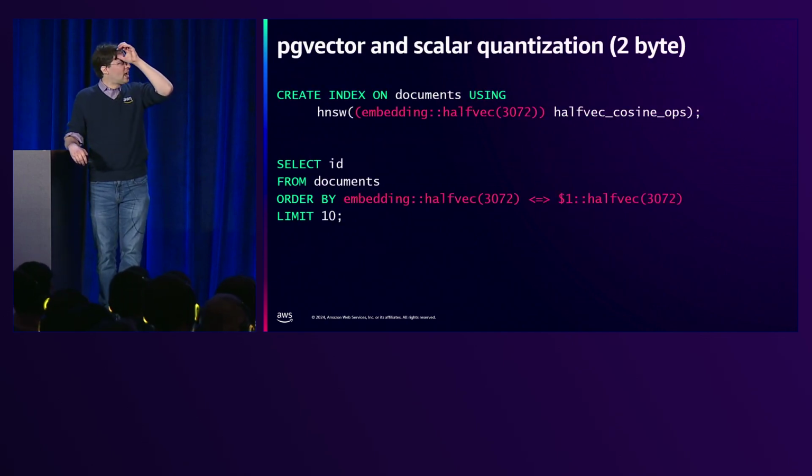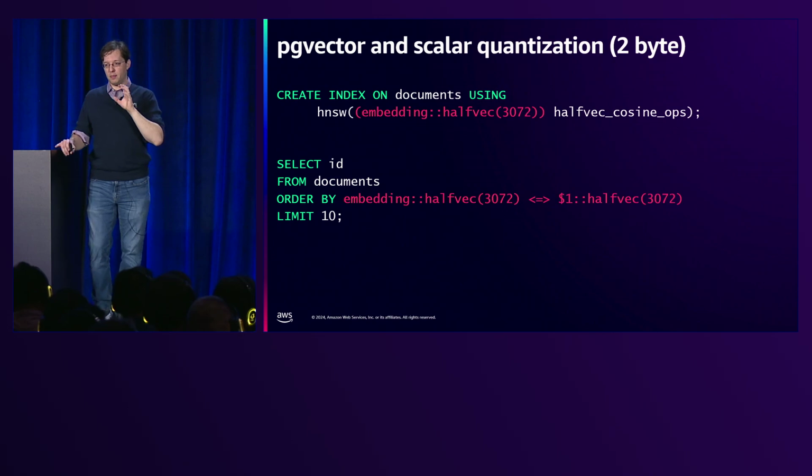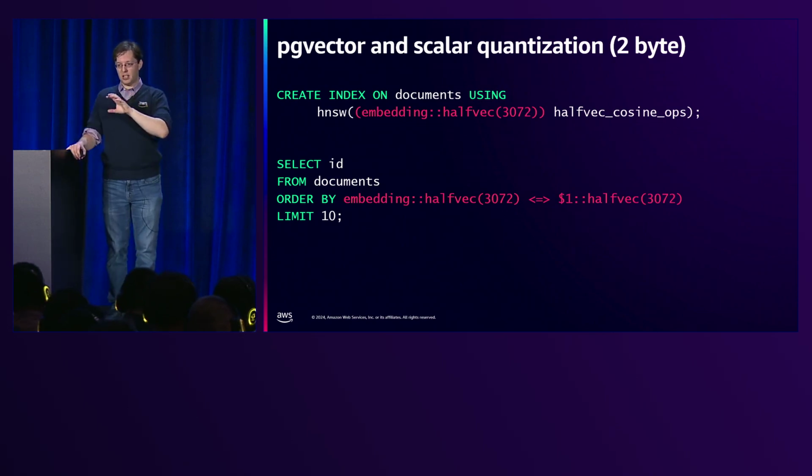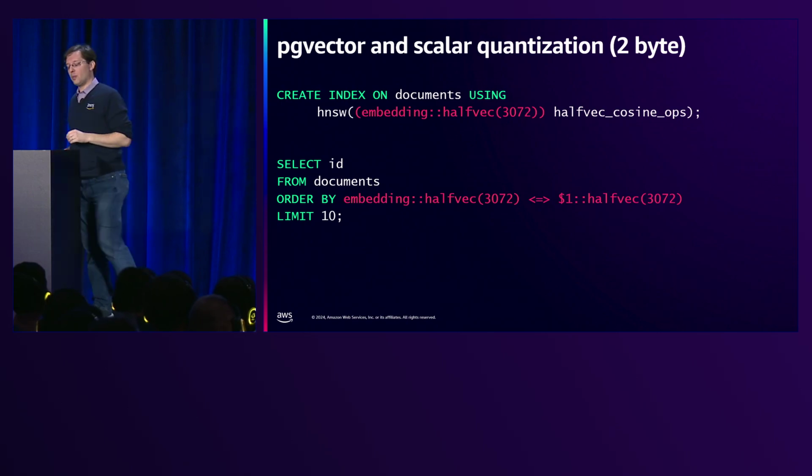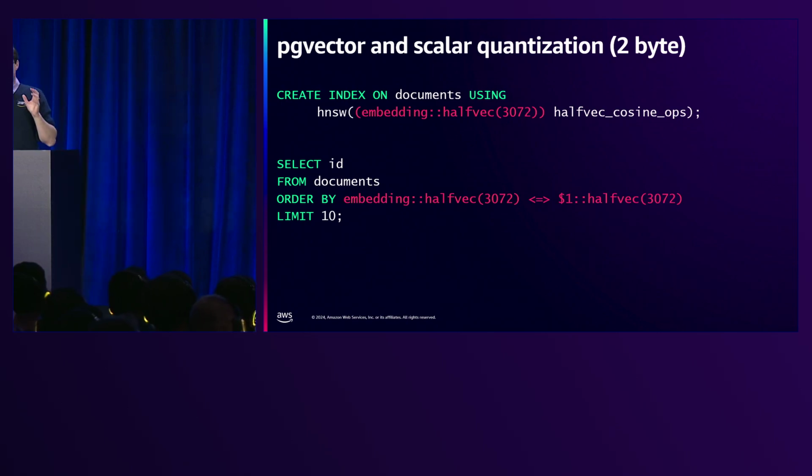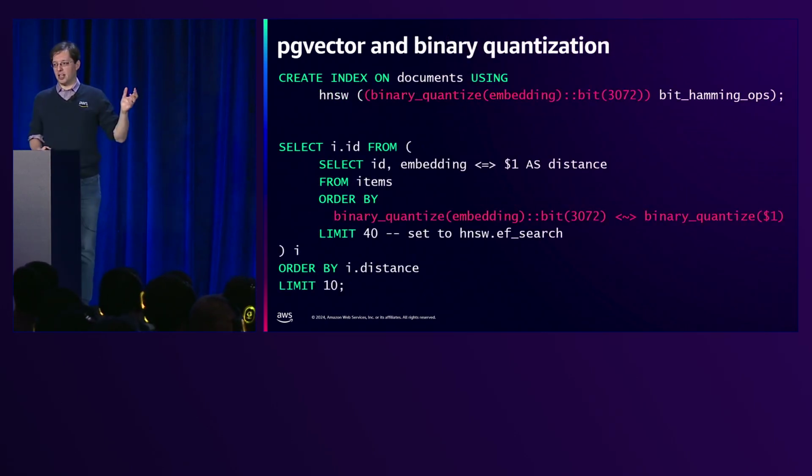First thing I'll note is that Postgres has this concept of expression index, where if you have an immutable function, you can basically use that function to map data into an index. And that's pretty cool because for scalar quantization, all we're doing here is we're basically taking our 4-byte floating point vector and mapping it to a 2-byte floating point vector. That's pretty cool. To actually implement this in pgvector did not take all that much work. Same thing with binary quantization. There's a function in pgvector that does the work.